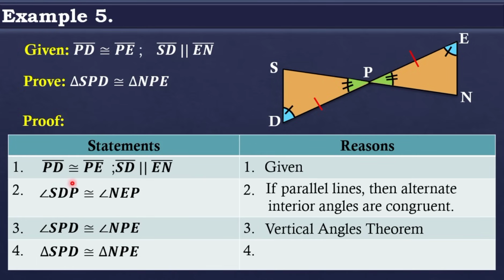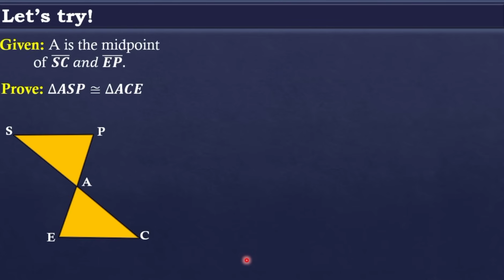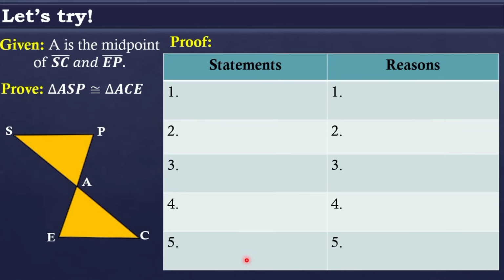So, ito ay side, ito po ay angle, and this one is an angle. So, kung titingnan po natin, your side here is included. So, ASA. So, these two triangles are congruent by ASA congruence postulate. So, let's try. So, I'm giving you 30 seconds. If 30 seconds is not enough, you may pause the video.